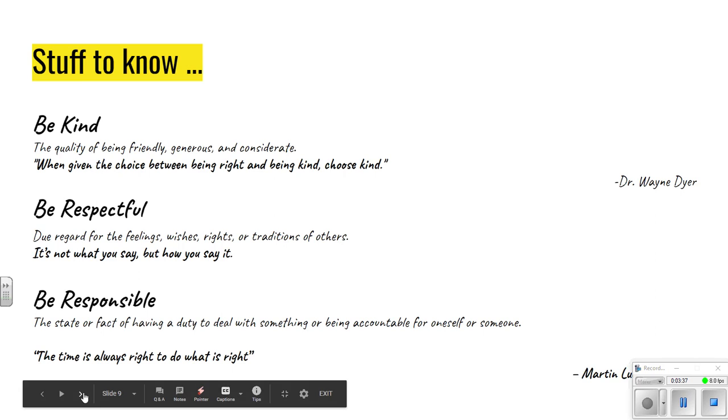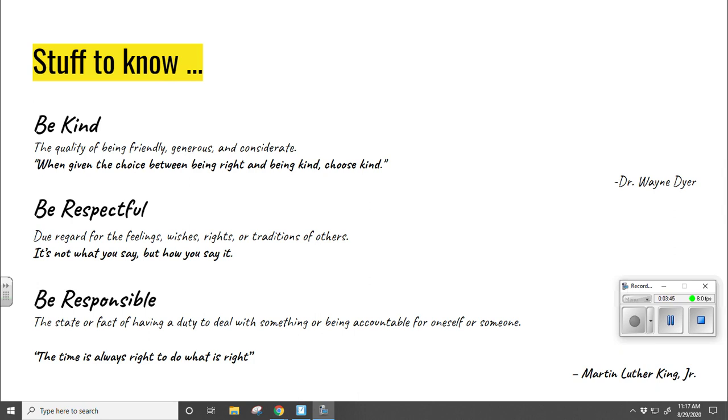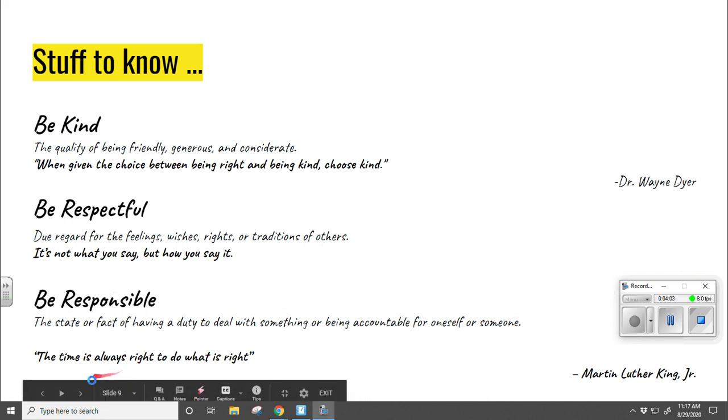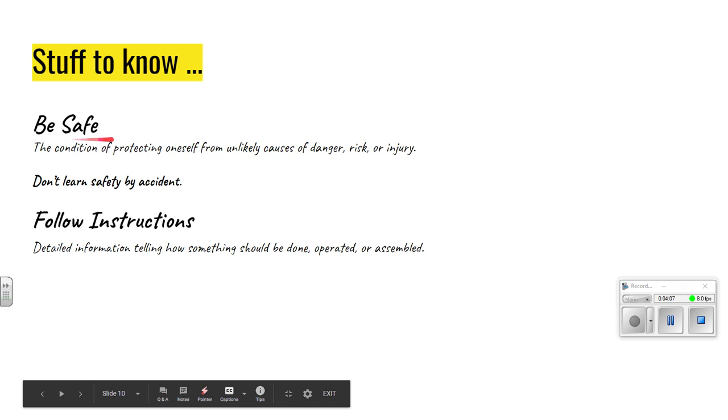Now, for this class, whether it's on Zoom or on the virtual notes, please remember to always be kind to your classmates and everyone else who's inside the Zooms or note-taking videos. Remember to be respectful, to your classmates, to yourself, to your teacher, and be responsible. Make sure you have all of your supplies with you that you need. Be safe, and always follow instructions.